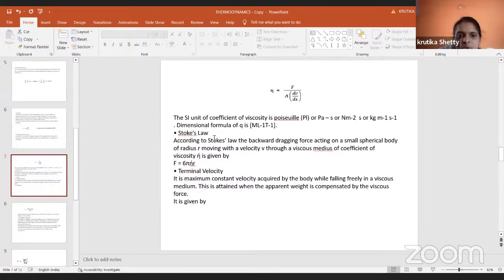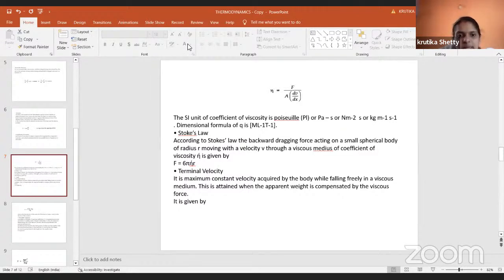Then we have the Stokes law here. What is the Stokes law? The Stokes law is F is equal to 6 pi eta r v. Here 6 pi is a constant, eta is the coefficient of viscosity, r is the radius, and v is the terminal velocity.